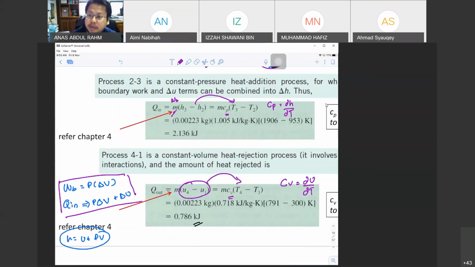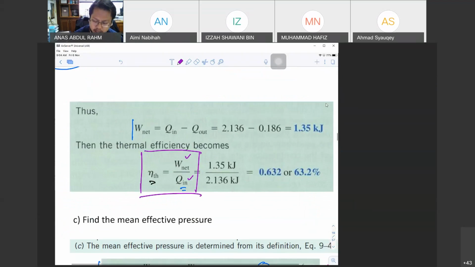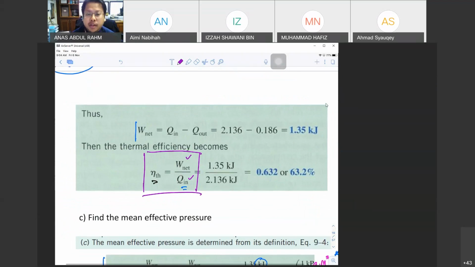Work boundary is PV, and for Q in, we have P change of V plus delta U. So PV plus U is equal to H. That's why we have H for Q in, because of the work boundary. Just to highlight again, this is from Thermo 1. So you substitute all the values, you have Q in and Q out. So we get our efficiency roughly about 63%.